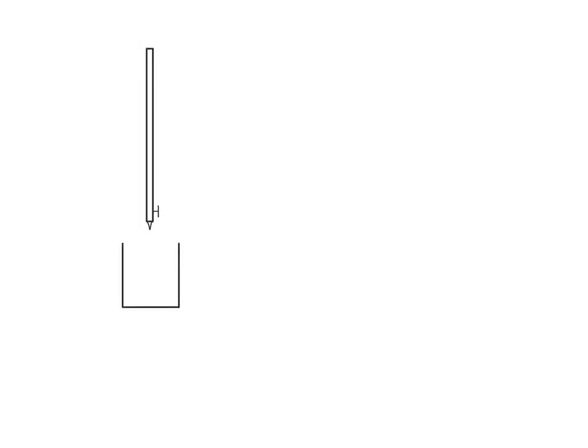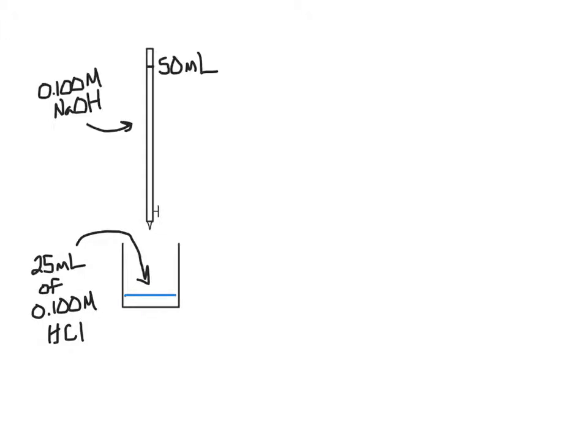In this video, we're going to walk through an acid-base titration experiment and calculate the pH of the solution being titrated. We'll start with a beaker with 25 milliliters of 0.1 molar HCl, and we will titrate that with a 0.1 molar NaOH solution here in the burette.